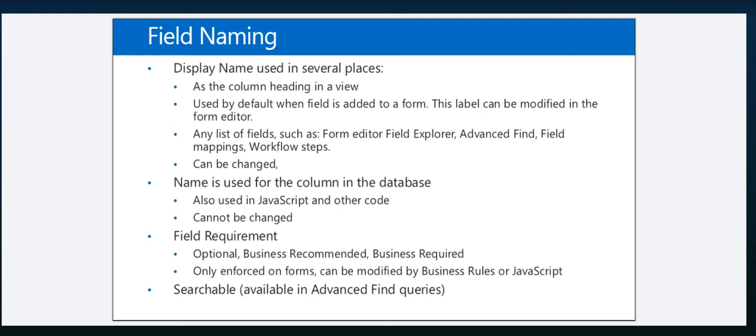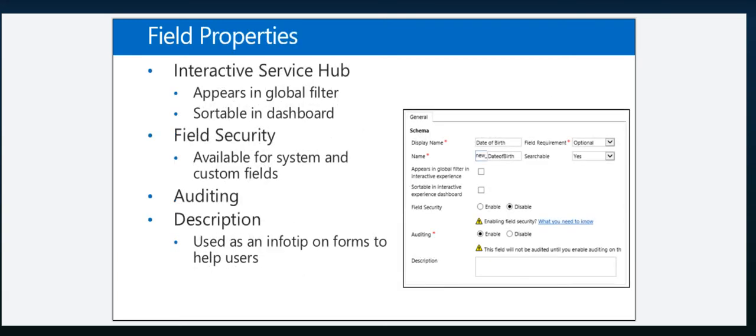And of course, that is only enforced on forms. If you import the records, for example, or they're generated another way, then you will probably be able to create records anyway without the business required field. And you can modify those with business rules or JavaScript. And of course, you can define whether or not fields can be searched, meaning they're available in the advanced find queries. There's another option too with the Interactive Service Hub that gives you a few more features.